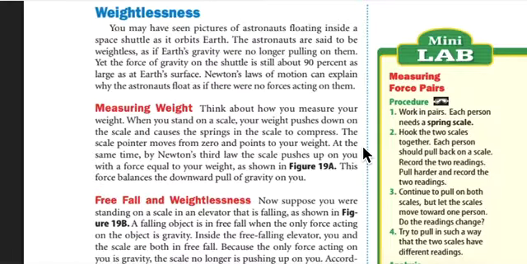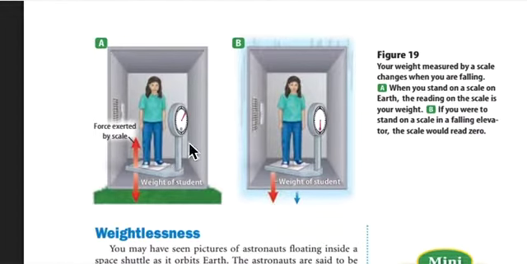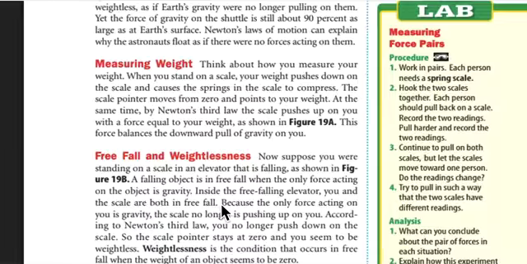At the same time, by Newton's third law, the scale pushes up on you with a force equal to your weight, as shown in figure 19a. This force balances the downward pull of gravity on you. In 19a, you just stand there on a scale. The force exerted by the scale, the force exerted by the student's weight.